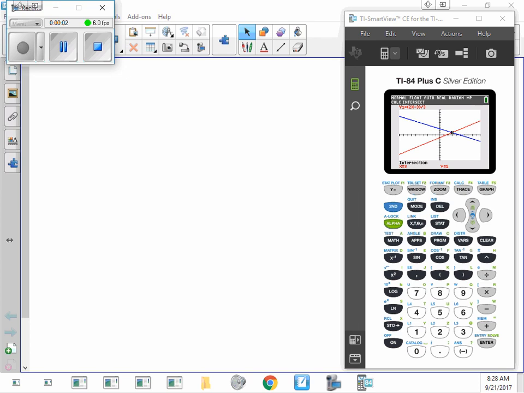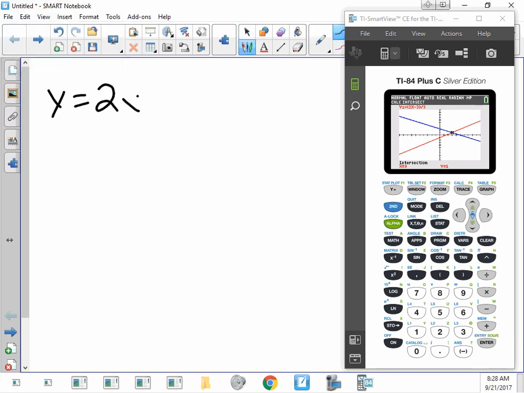We're going to talk today about exponential equations. So in a linear equation, we are just adding the same number over and over and over. So if I have the slope-intercept equation of y equals 2x plus 1, how would you describe what's happening in that equation?